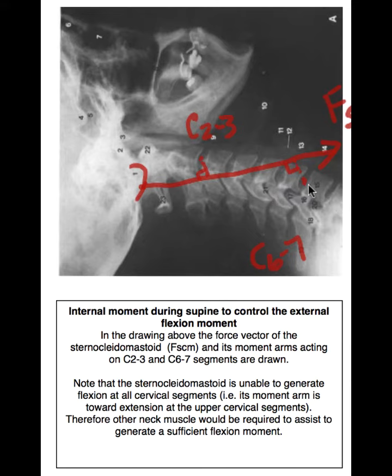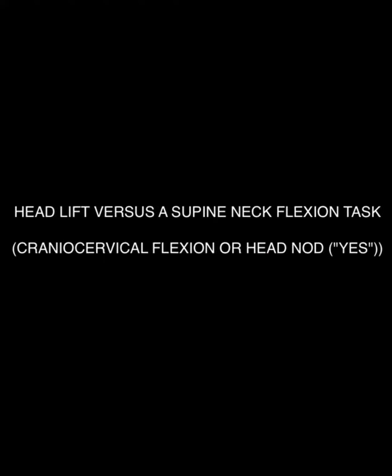And knowing that the joint centers of each segment lie in the intervertebral disc, we can see that this muscle functions as an extensor of the upper cervical spine and a flexor of the lower cervical spine. So segmental control would have to come from muscles that attach to each segment rather than superficial muscles like the sternocleidomastoid.